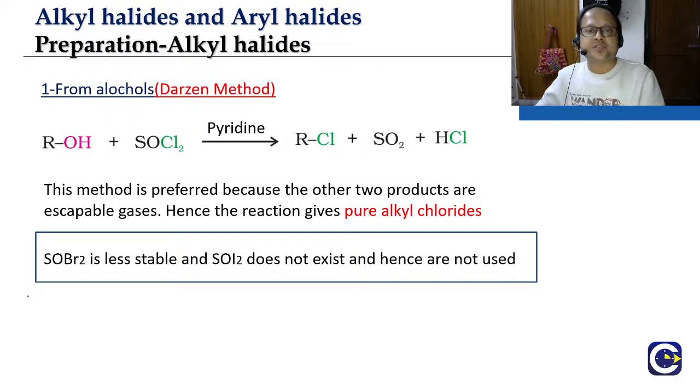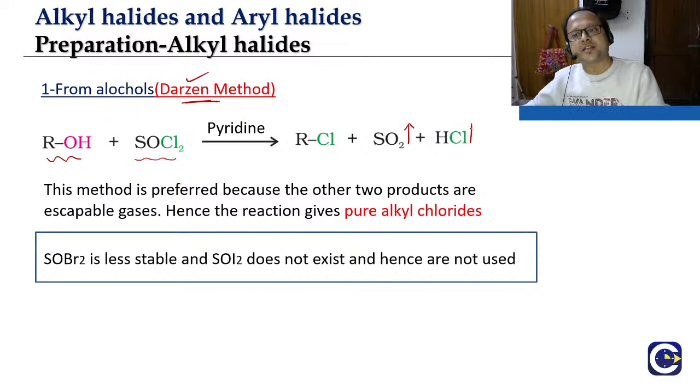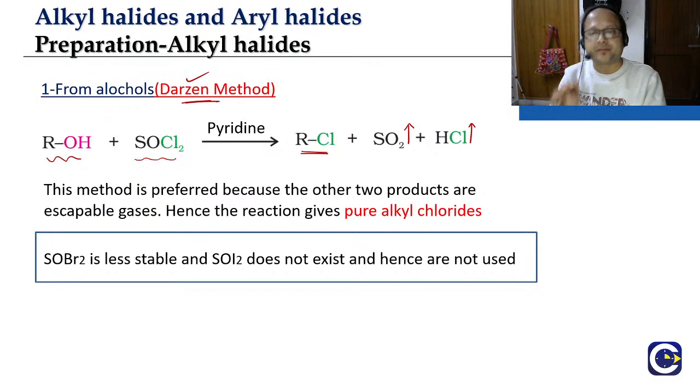Okay. Now next we come to the best method, as I talked about, Darzan's method. It is known as Darzan's method. Why is it the best method? I am referring time and again, because when you treat alcohols with thionyl chloride, you get gaseous sulfur dioxide, so it escapes. HCl is also gaseous, it will also escape. What you are left with? You are left with pure alkyl chloride, which needs no further purifications, right?